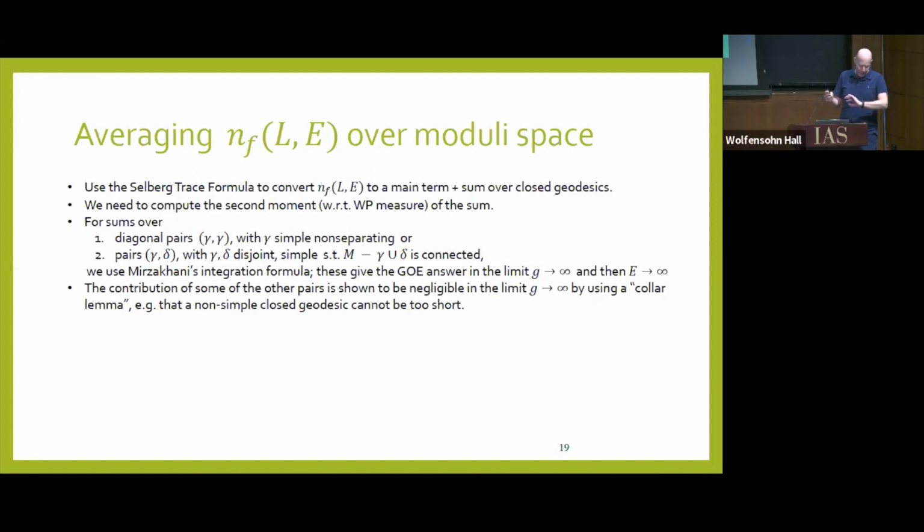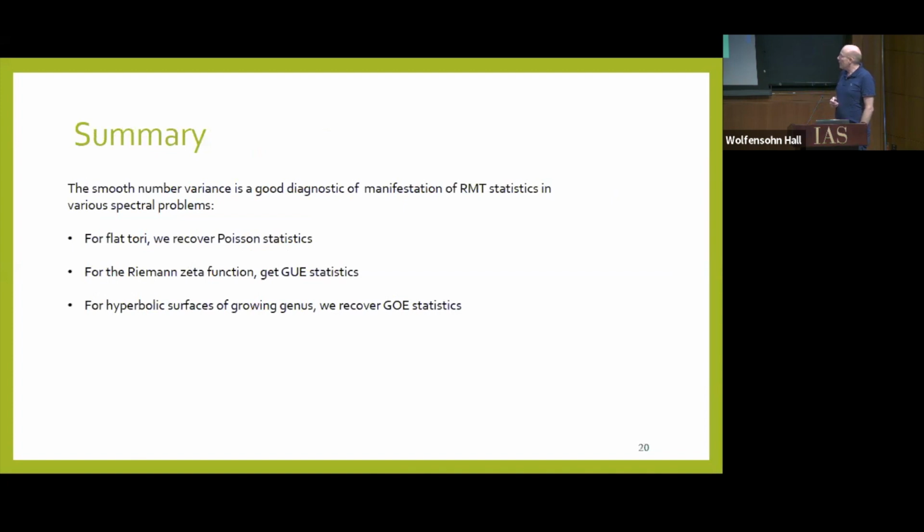Anyway, you have to do all this stuff, and this is not the place to do it, but at the end of the day, you get this GOE variance. So what we did today is I showed you how to use these linear statistics to pick out various random matrix ensembles as they occur in spectral theory. A flat line gives you Poisson statistics. For the Riemann zeta function, which presumably is not a spectral problem, you get GOE statistics. This was known in the 1940s. And for hyperbolic surfaces, you get GOE statistics, at least in this large piece. All right, thank you.